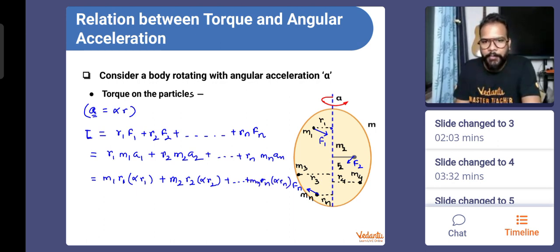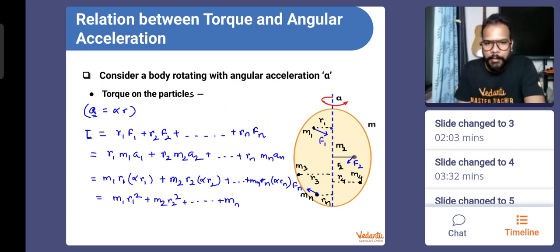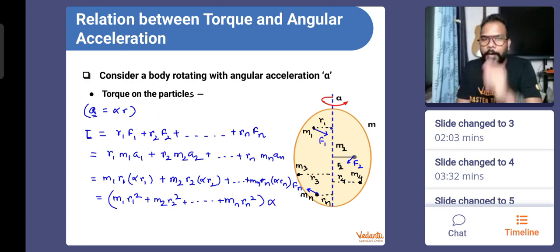rn into alpha rn. So what you see here, the first one is m1 r1 square. Alpha I'm going to take common. Second one is m2 r2 square. Like that, if I keep on writing, this is what I'm getting, and alpha taken common. So what is m into r square? All of you, for point masses, what do we understand by m r square? Is it the moment of inertia of the point mass?